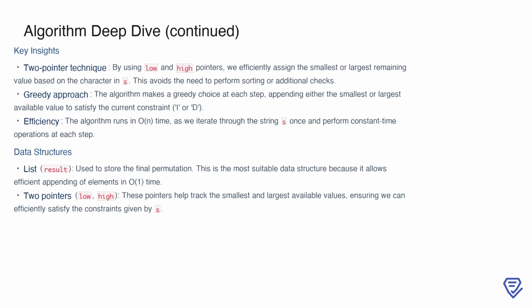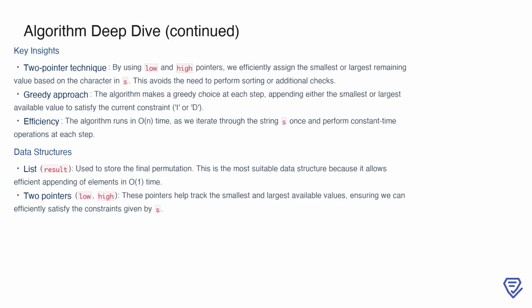Second, the algorithm employs a greedy strategy. It makes the optimal choice at each step by appending either the smallest or largest value to match the current constraint, ensuring correctness. In terms of efficiency, the algorithm operates in O(n) time, as we traverse the string s once and perform constant time operations at each step.